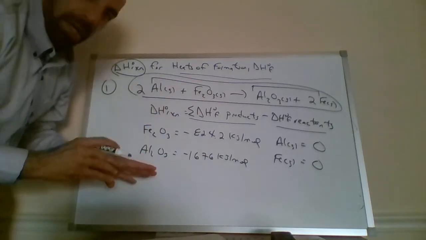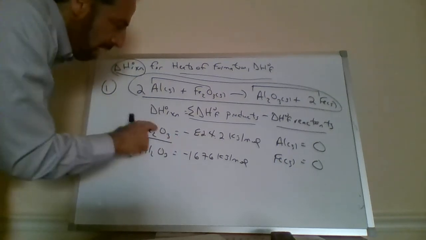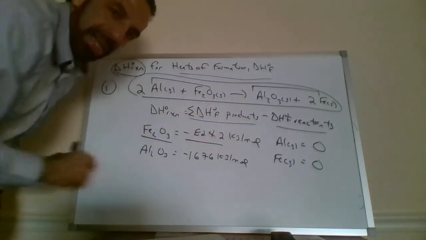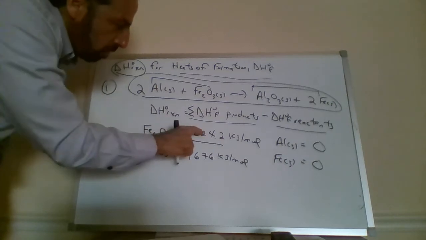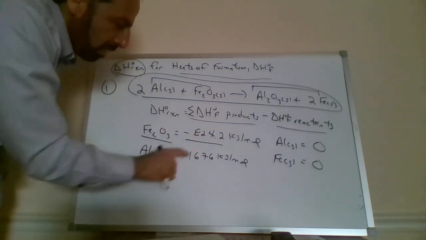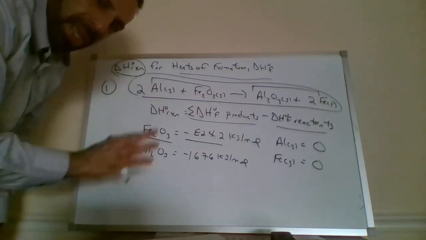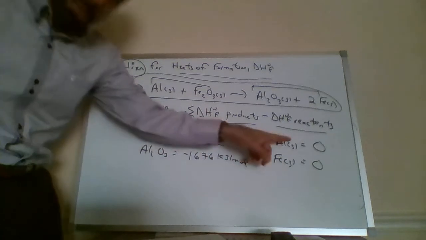When you look these up in a table in your book, just write down the values they give you. So to form iron 3 oxide is going to be minus 824.2 kilojoules per mole. Aluminum oxide, minus 1676 kilojoules per mole.